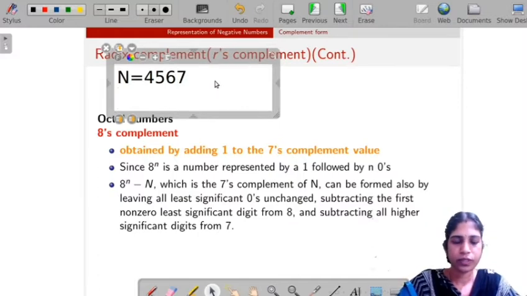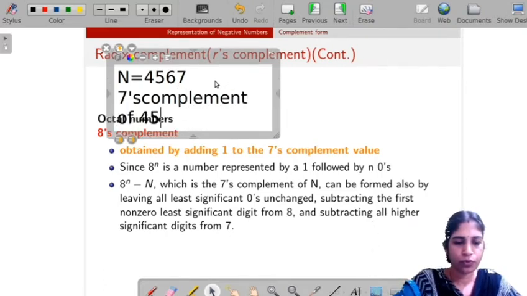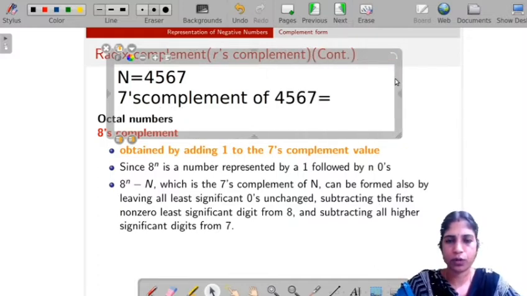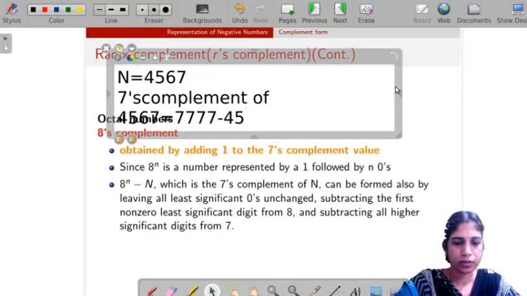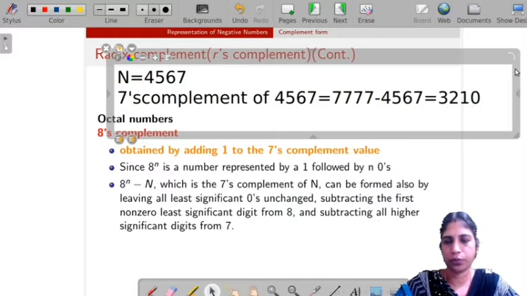Okay, so first we find the 7's complement. The 7's complement of 4567 is equal to, we subtract it from 7777. That means 7777 minus 4567. Okay, this is equal to 3, 2, 1, 0.